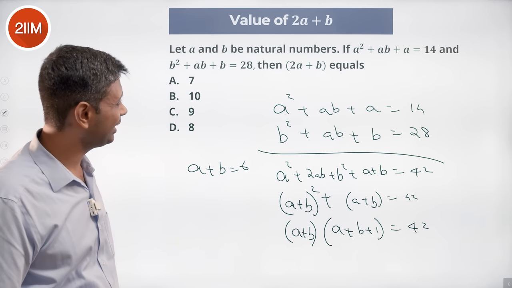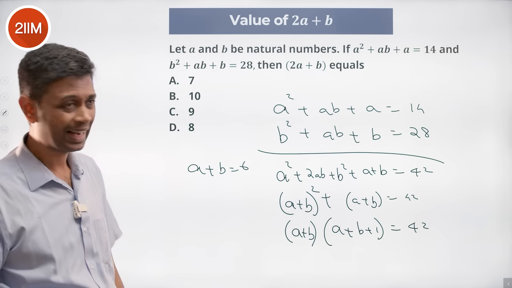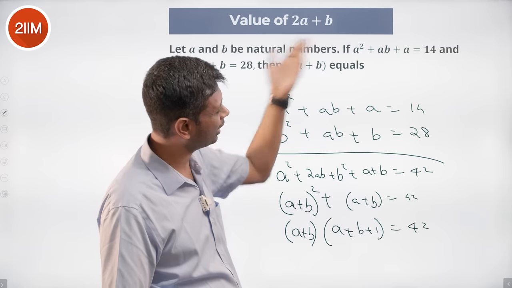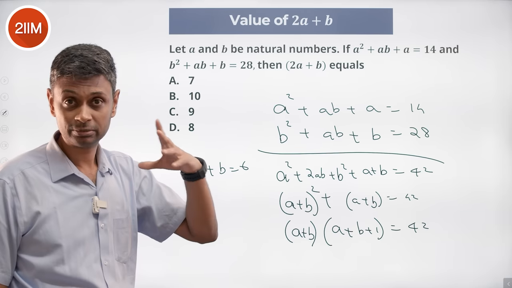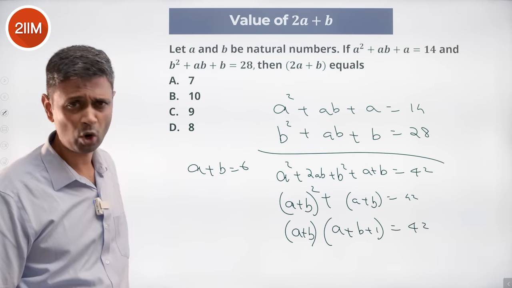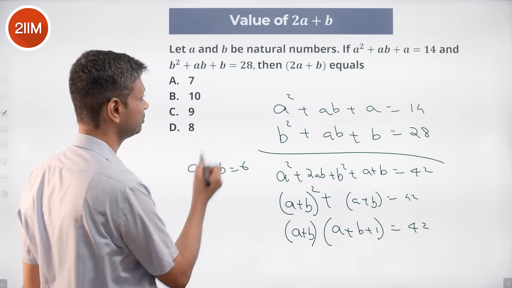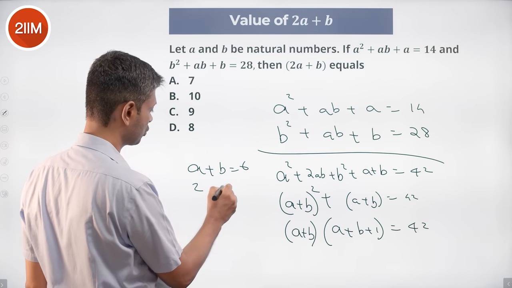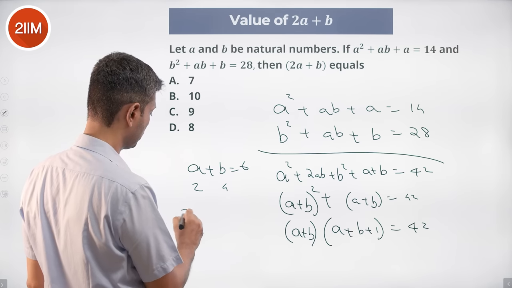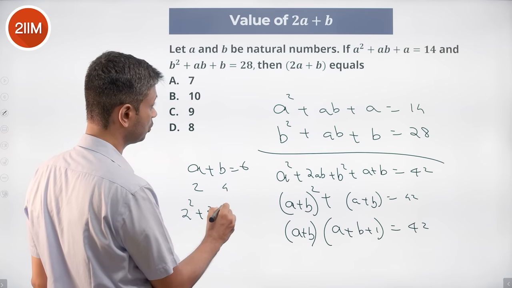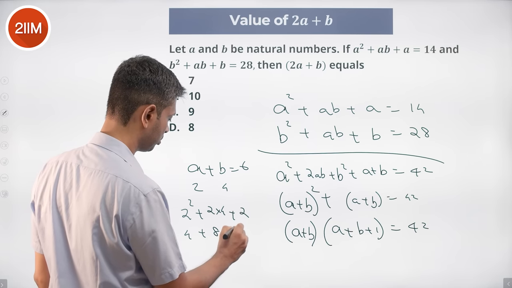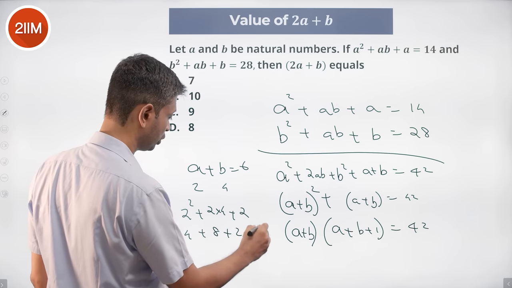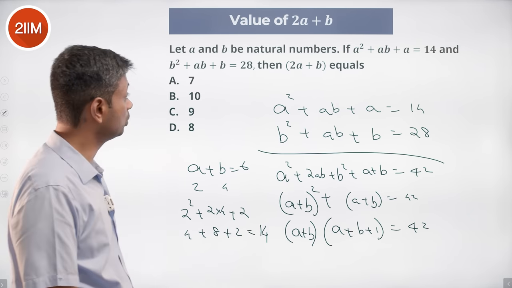This cannot be 3 and 3, because then these two will give us the same answer. A appears to be smaller. This is a square and a, this is b square and b. It becomes double. So a appears to be smaller. Right, so I'll put a as 2, b as 4. 2 square plus 2 into 4 plus 2. 4 plus 8 plus 2, 14. Yep, that works. A is 2, B is 4.